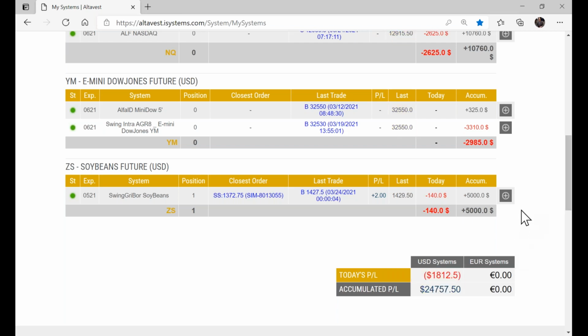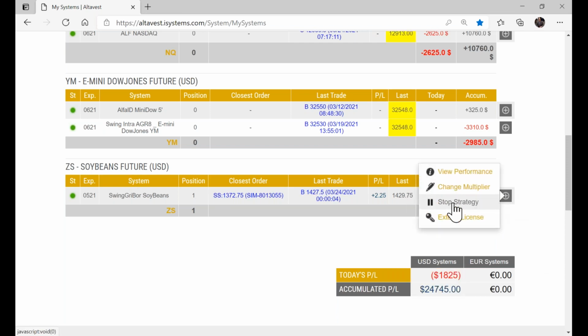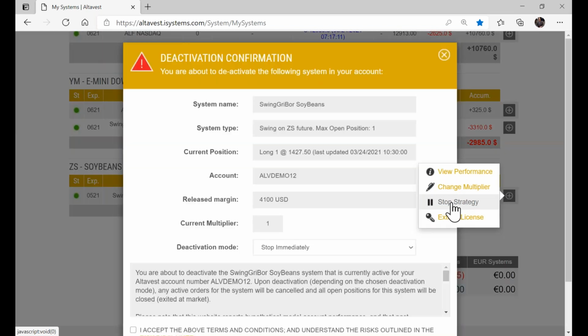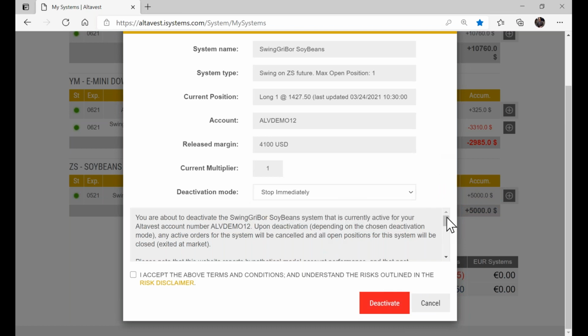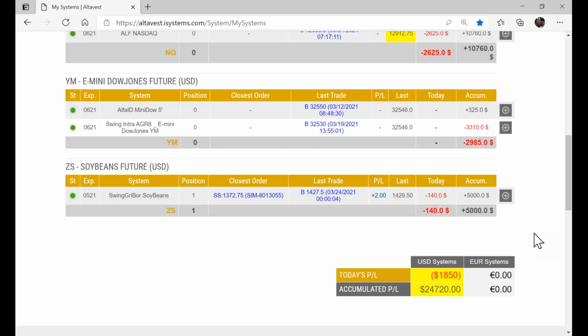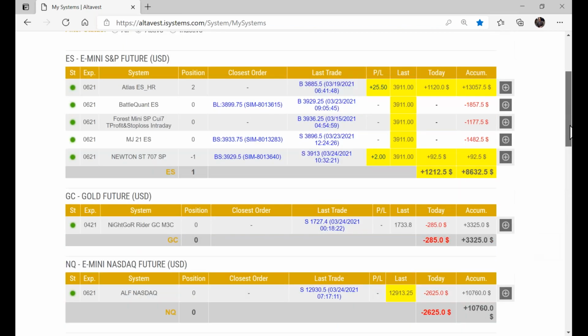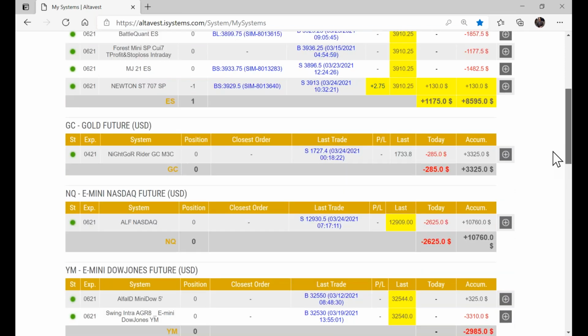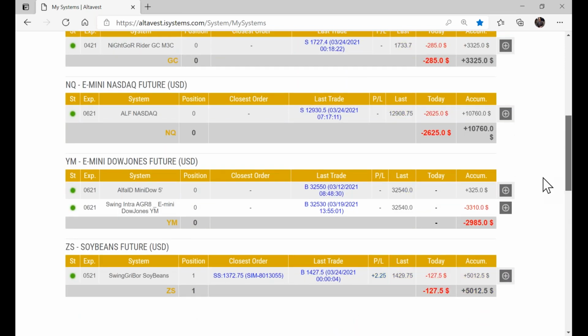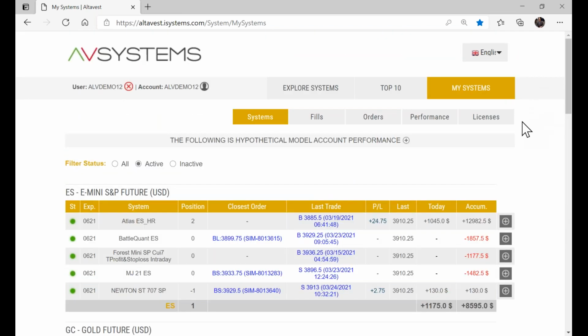Now, here's a question we get. How do you turn them off? Well, if you want to turn a system off, you click this here, go to Stop Strategy, and you can click Stop Immediately or just not take the next entry and then deactivate. It's just that simple. So really, the idea is to let these run, you activate them, and then just let these systems run, and the algorithms are doing all the trading for you, and really it's just that easy.